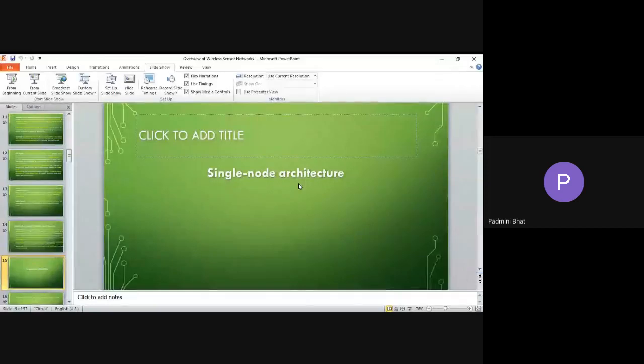Good morning, all. Today we will look into the wireless sensor network and its single node architecture. In the last class, we studied what a wireless sensor network is, what the challenges are, what its applications are, and so on. So, today we will move on to single node architecture.